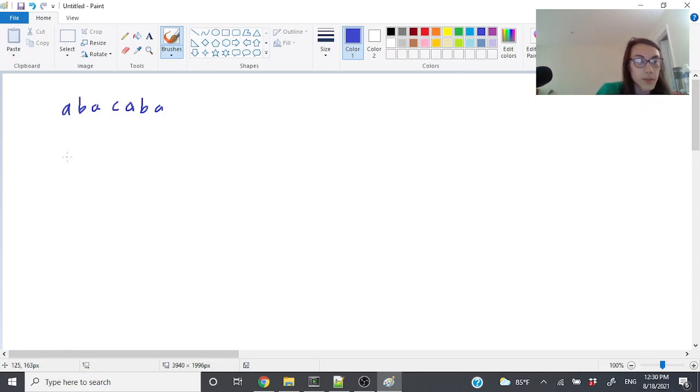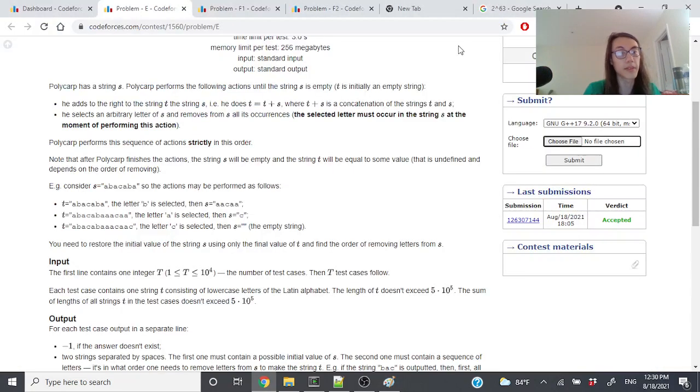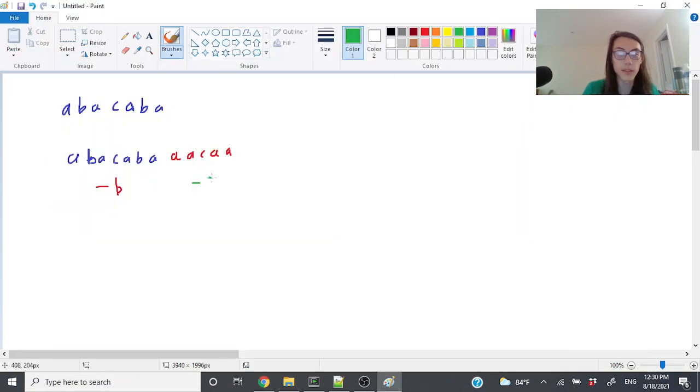So the way this works is initially we do this, and then get rid of b. Then we're left with AA, CAA. So these are the remaining characters we have. I guess we get rid of A, yeah. Then minus A, and then C.